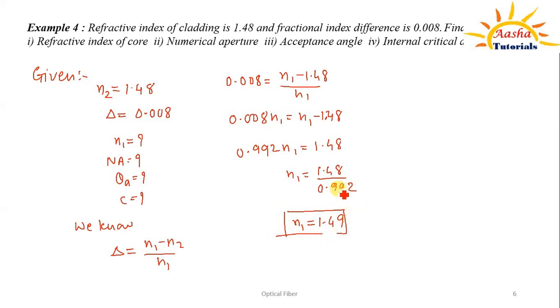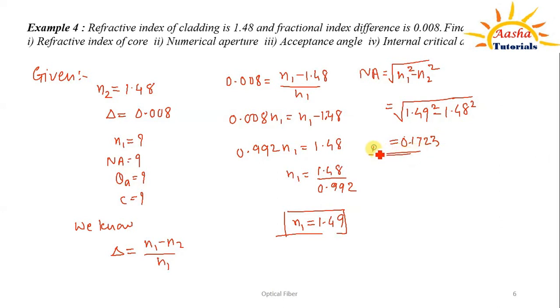Then let's find the numerical aperture. As we know, the numerical aperture is the root of n1 square minus n2 square. We already solved this kind of problem. So by putting the values of n1 and n2 in this relation, we can get the value of numerical aperture. So the root of 1.49 square minus 1.48 square gives me 0.1723. So this is our second answer, the numerical aperture.